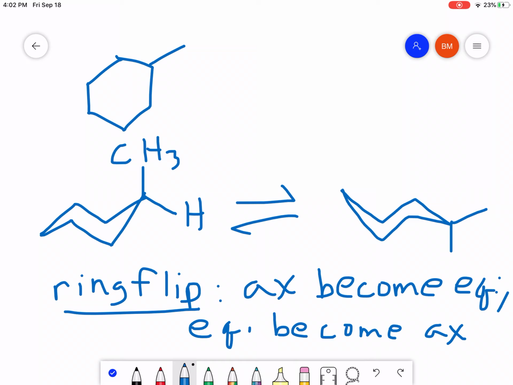So when we bend it down, what was already pointed down here, the H, in the first structure we had an equatorial H slanted down. That's now going to become your axial group. It still points the same direction, it still points down, but now it points down in the axial direction. Conversely, your methyl group, which was pointed up axially, now is going to point up equatorially.